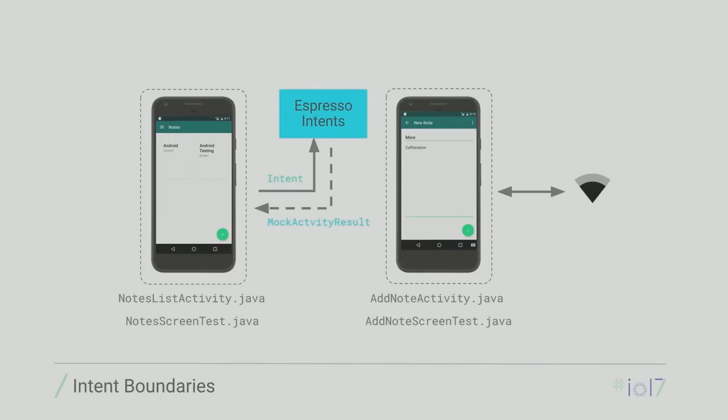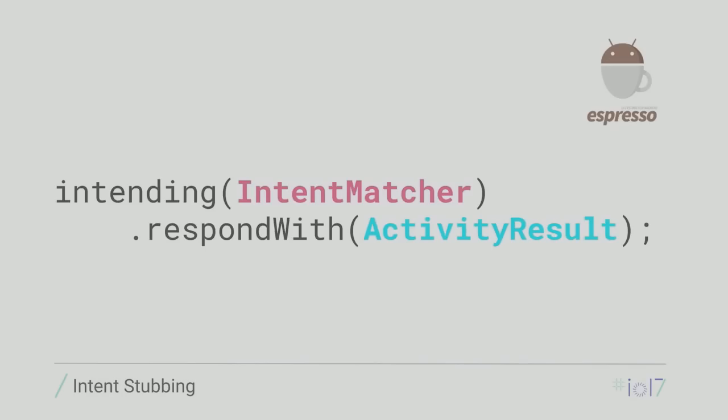Great. So let's see what that API actually looks like. As you can see, it's fairly straightforward. You have an intent matcher that will match your outgoing intent, and you can provide a version of your activity result back to the caller.